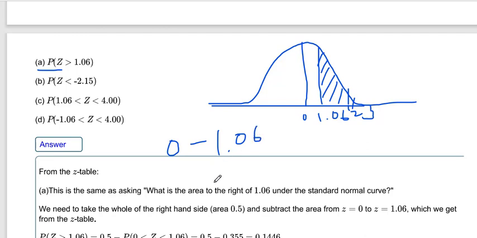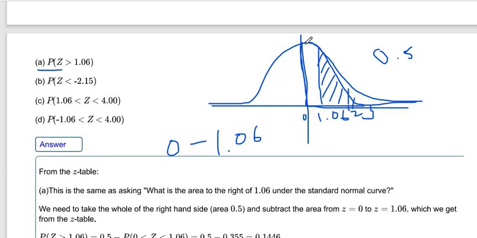Okay, 0 to 1.06, not 1.06 to above. So what do we do? We all know that this whole portion is 0.5. Why? Because I said in the normal curve this is a mirror. On both sides the probability or area is the same. Here the left hand side has 0.5 area, and the right hand side also 0.5. So on the right hand side we have a total area of 0.5.